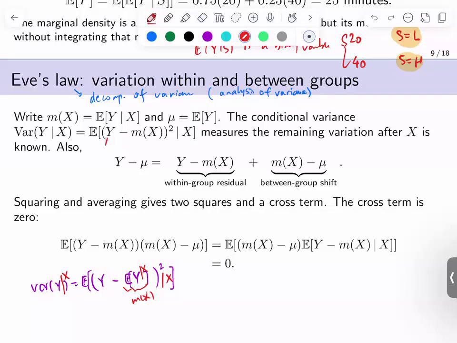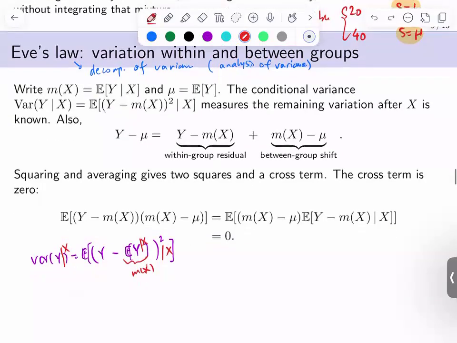You remember this is the residual of prediction. The residual of prediction has mean zero, but it has a variance, and the conditional variance tells you how much variation is left that's unexplained by x, basically. Given x, this tells you how much variation on average is in the residual of that prediction, the remaining variation after x is known. So if I have this, we'll use this.